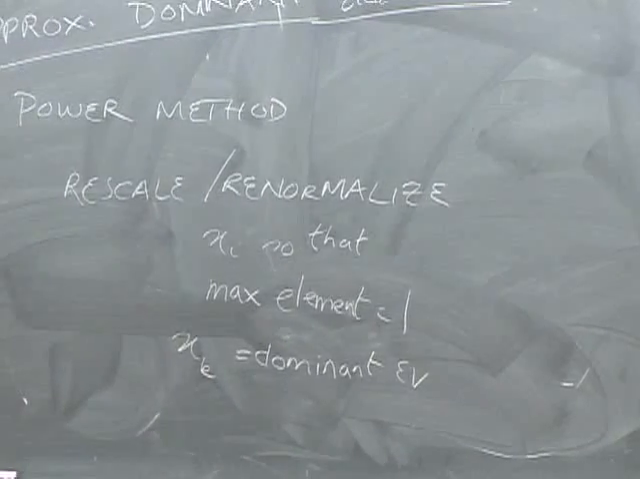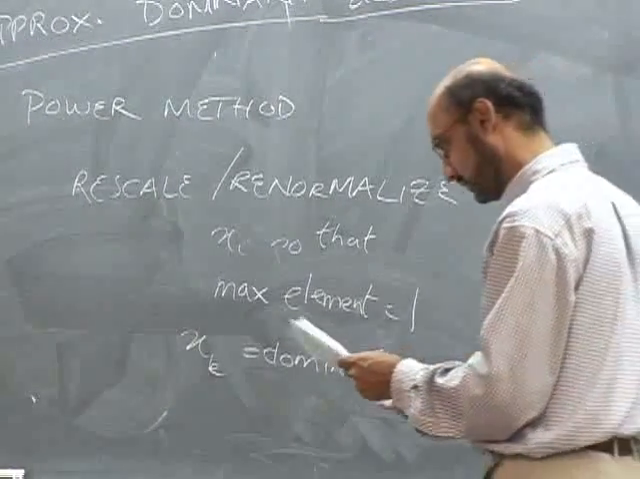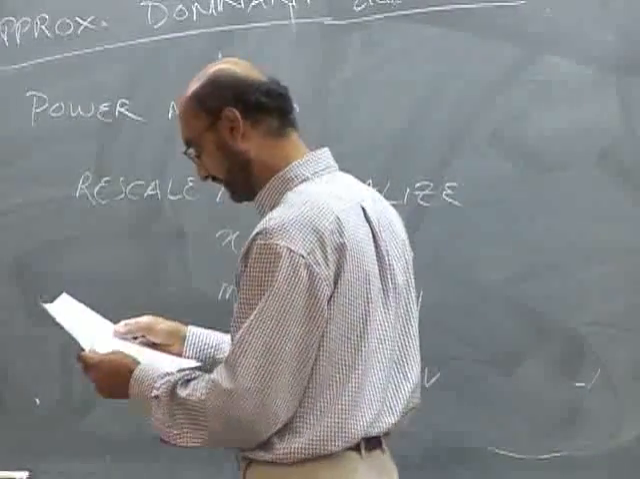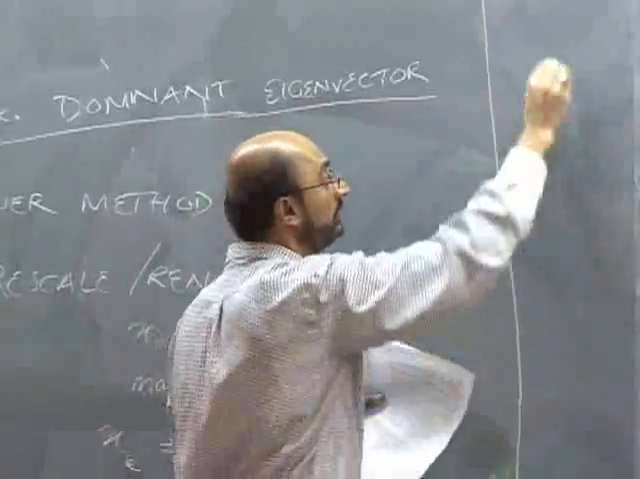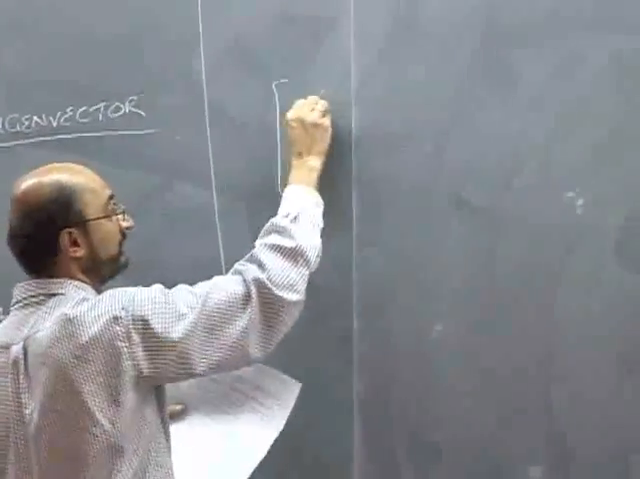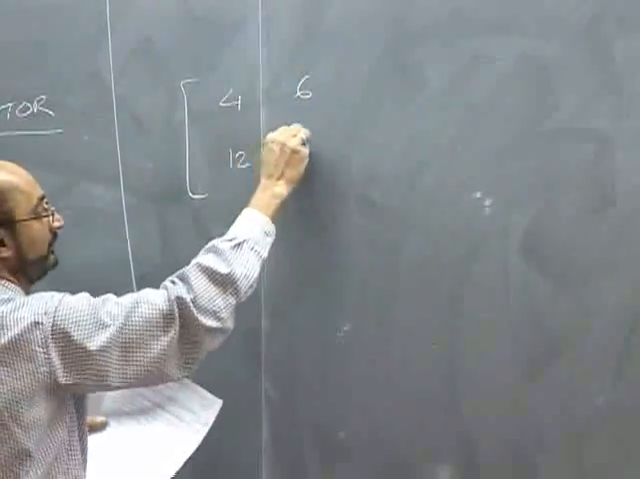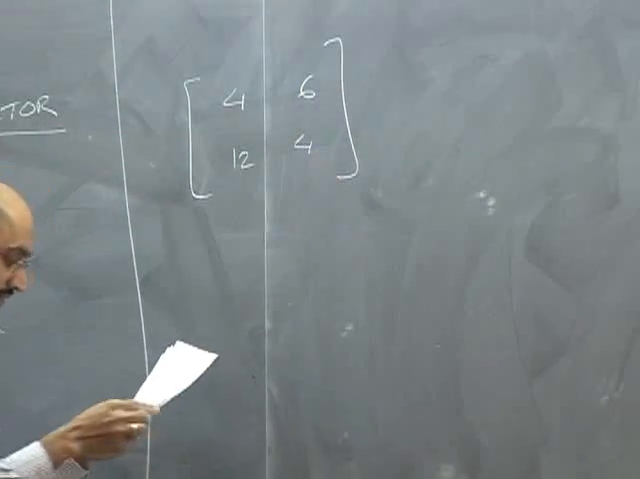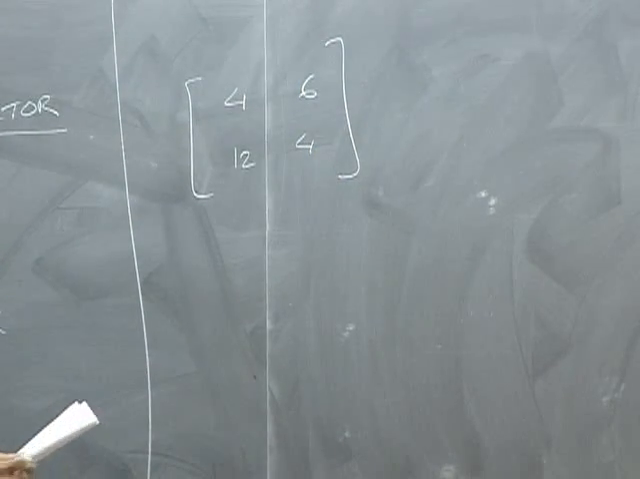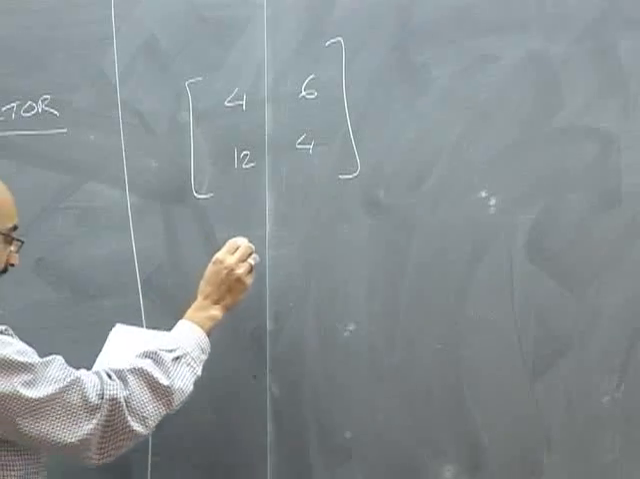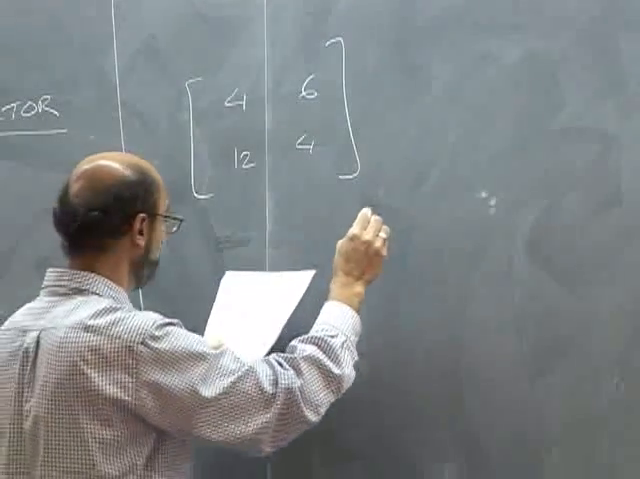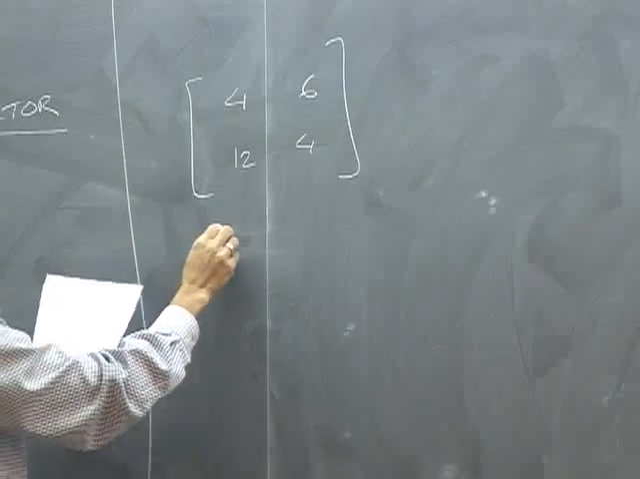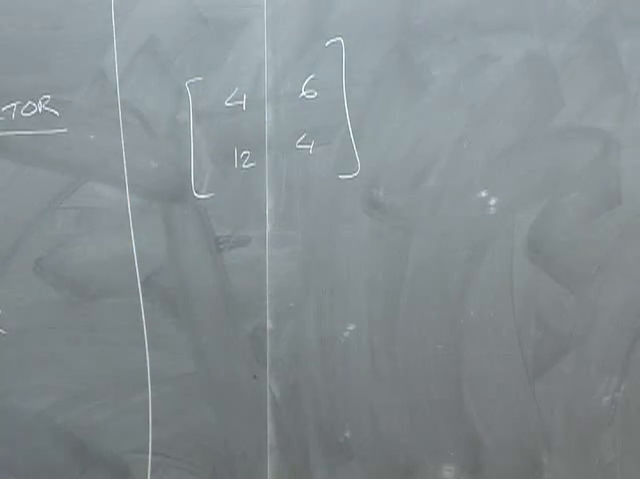I didn't really ask for that in the homework, but I'll do an example showing that. So let's say we have the matrix 4, 6, 12, 4. Okay, I'm going to go back to the example 22.